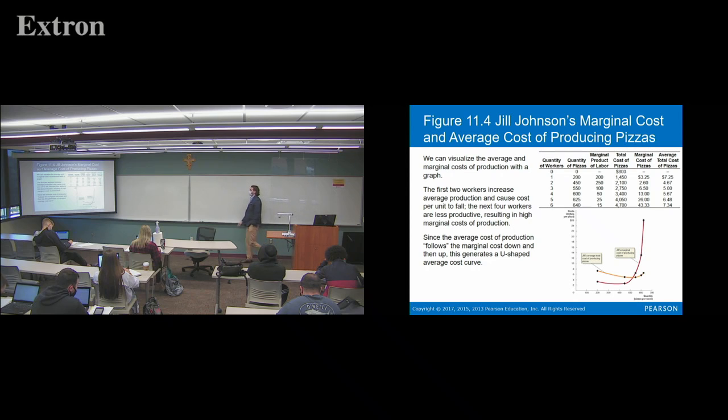Now something else to note, as long as the marginal cost right here is below the average total cost, the average total cost is going to be decreasing. Then once the marginal cost passes the average total cost, it will increase. Obviously, as your marginal costs increase, so you're adding larger numbers, your average is going to go up. It's like a mathematical identity. And what we're going to see is that the marginal cost crosses the average total cost at its minimum point. That's going to come back into play later.